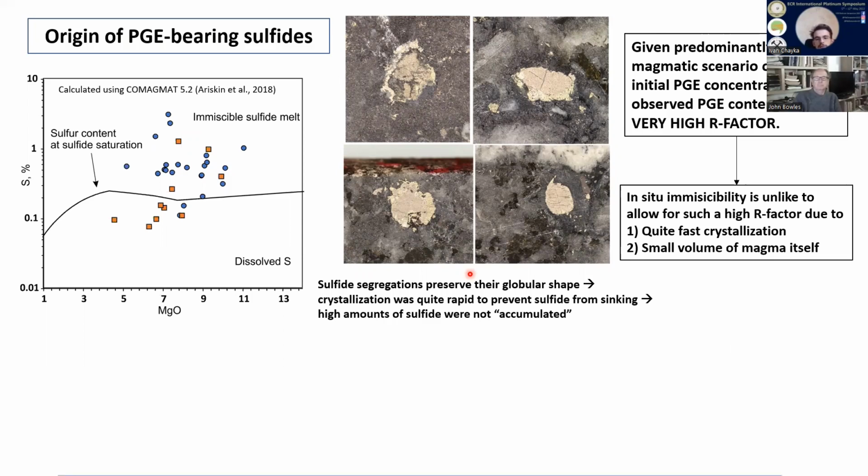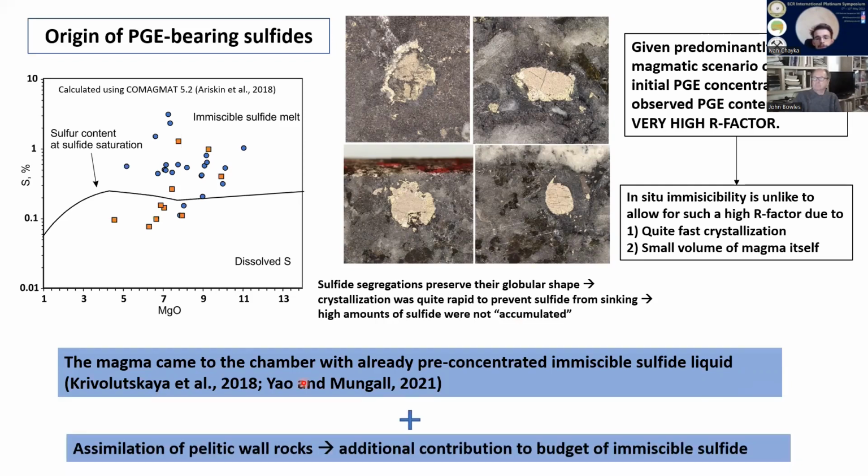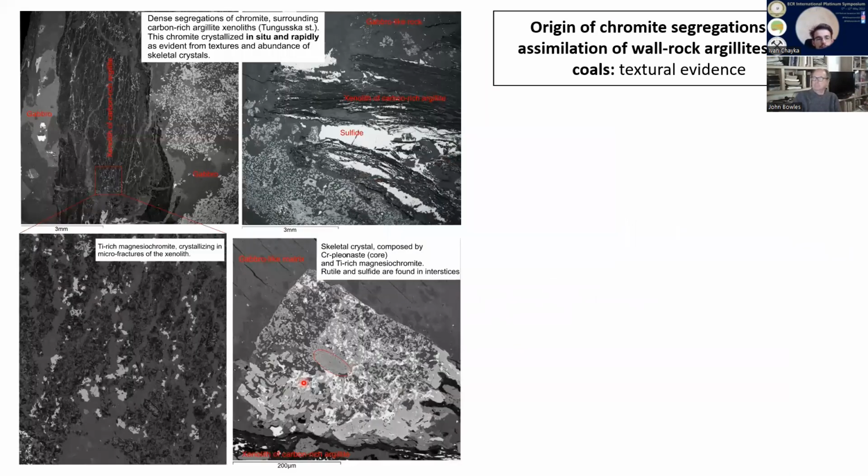So we conclude that the magma came to the chamber with an already pre-concentrated immiscible sulfide liquid, which is supported by one of the acknowledged mechanisms of formation of the Noril'sk type intrusions. However, we must notice that additional sulfide could have been formed during assimilation of the wall rocks, but this process was likely subordinate.